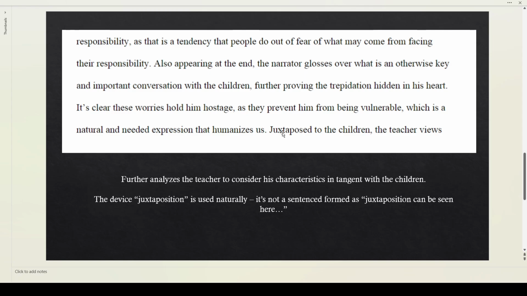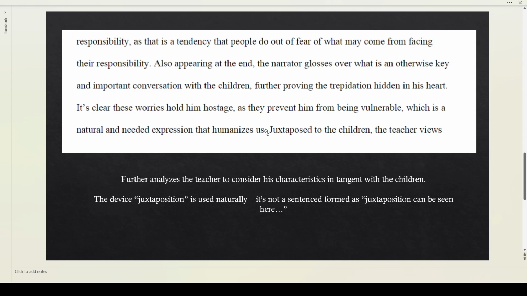So this is making connections between text parts, and that's going to be a significant move. They further say, it's clear these worries hold him hostage as they prevent him from being vulnerable, which is a natural and needed expression that humanizes us. And the students bring this now to us, right? This analysis of Edgar is making it more relevant to us and having us reflect on the fact that expressing our fears or being vulnerable is a humanizing thing, which this guy doesn't have.